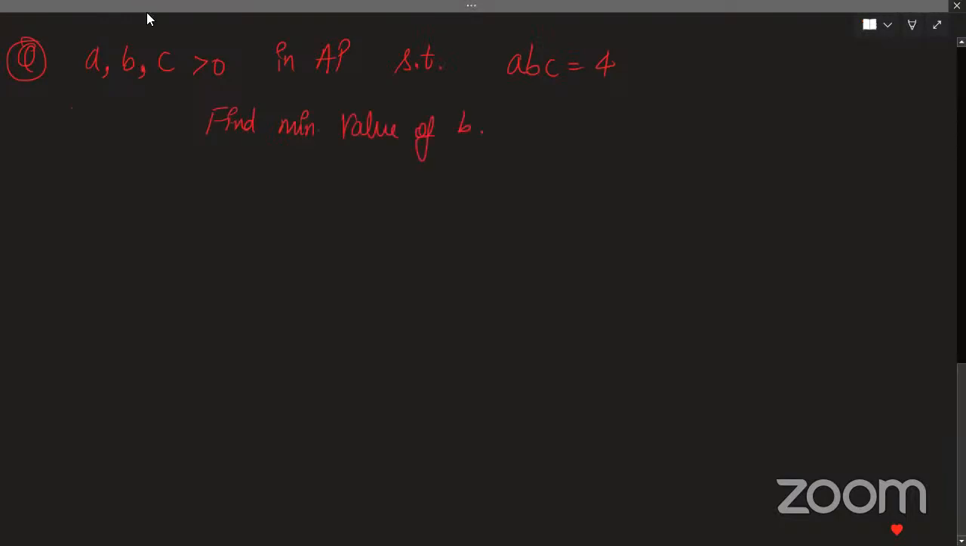Okay. So 3 positive real numbers A, B, C. They are positive real numbers and they are in AP, arithmetic progression, such that ABC is equal to 4. So it is asking me to find the minimum value of B. Understood the question, everyone?